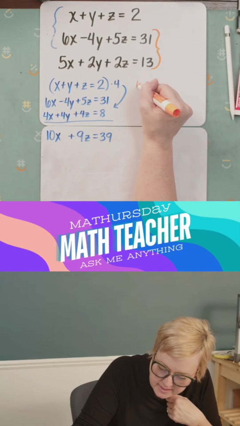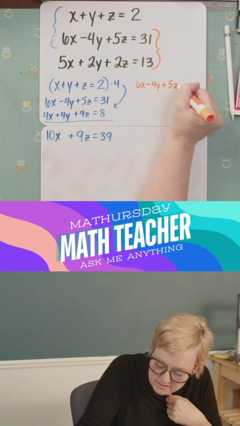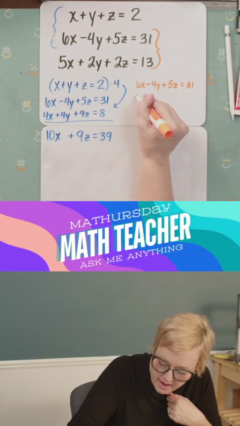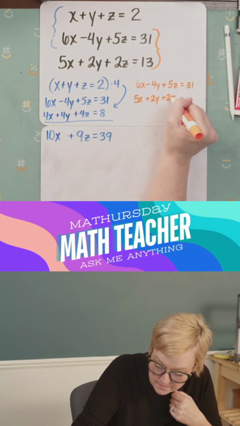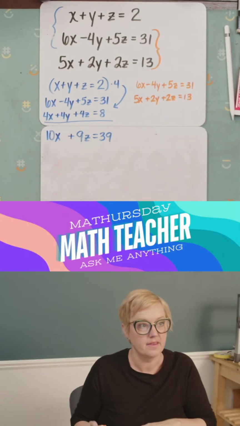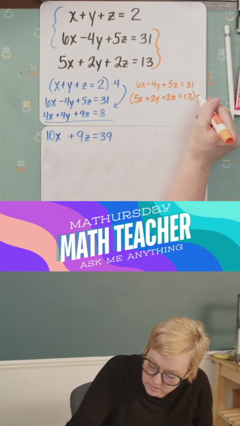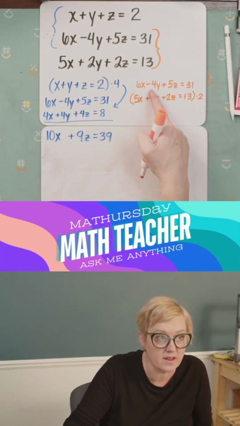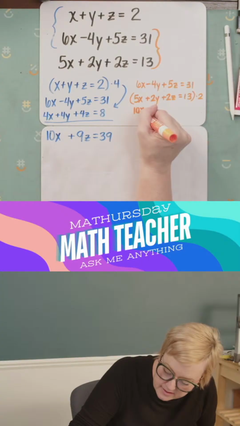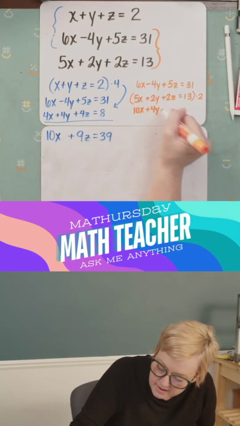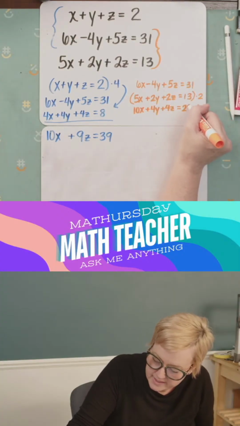All right, so now I've got 6x minus 4y plus 5z equals 31, and 5x plus 2y plus 2z equals 13. Okay, I'm going to multiply everything here by 2. The reason for that is because I want to get rid of that y, so then I've got x and z like this one. So this becomes 10x plus 4y plus 4z equals 26.